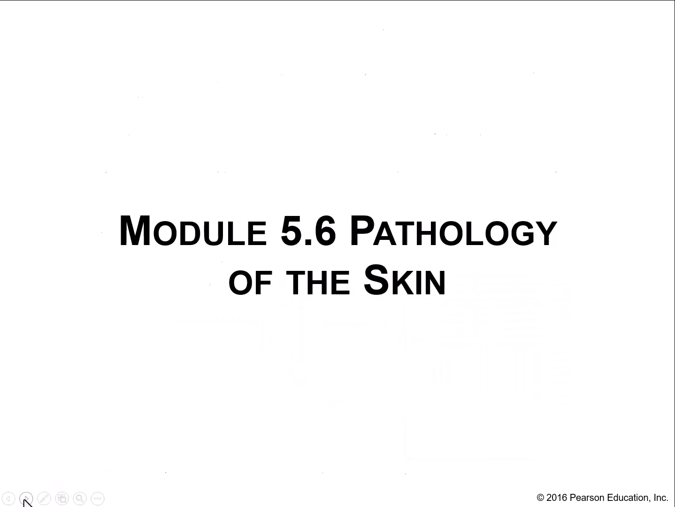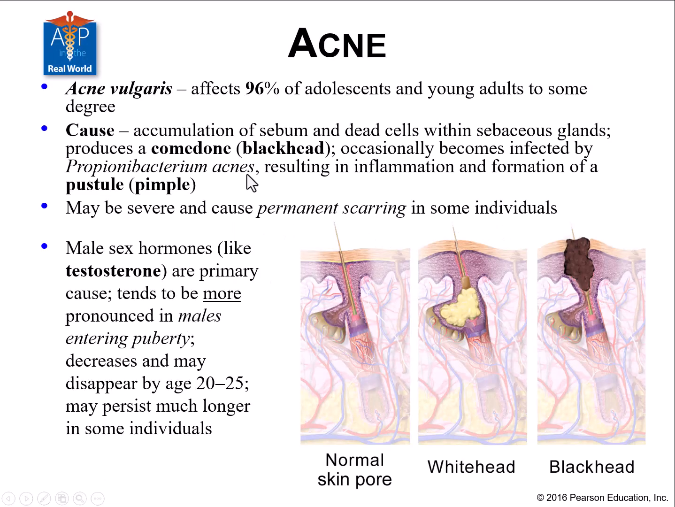But as mentioned before, with the pathology of the skin, we can also develop infections of those sebaceous glands. And when we get an inflammation of our sebaceous glands, we get acne. Acne vulgaris affects 96% of all adolescents. It is caused by accumulation of that sebum in our sebaceous glands. And when it produces a comedo, that is a blackhead.